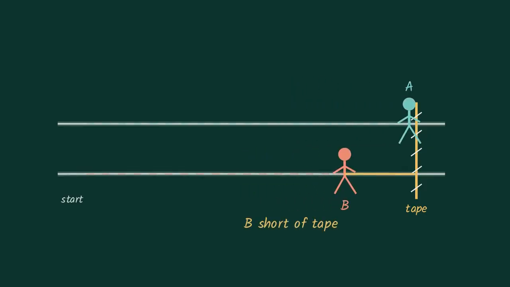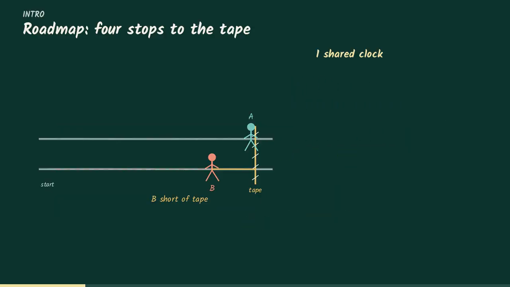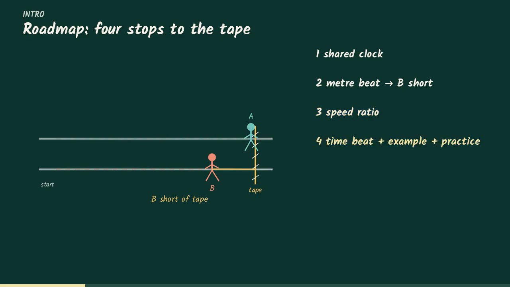Here's our map before any ratio. First we share one clock at the finish. Then we translate a meter beat into where B stands. Then we read the speed ratio, separate a time beat, work one full example, and you try a short one.